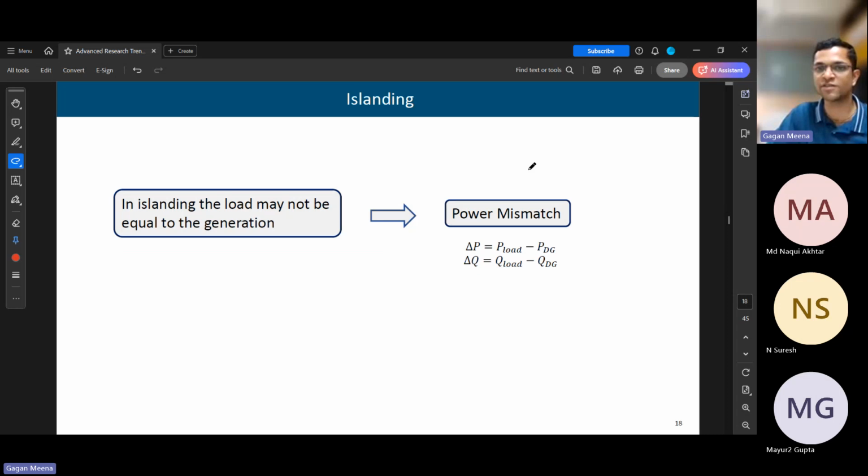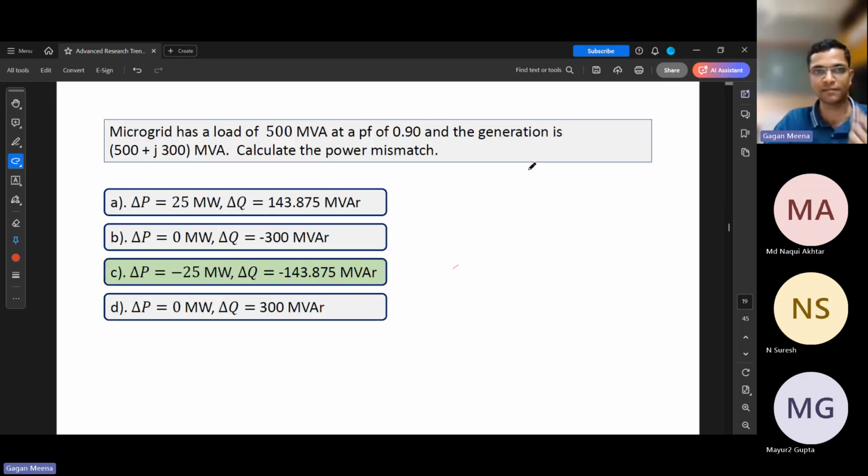Islanding: the load may not be equal to generation. It may or may not be. If it is equal, then that mismatch will be zero. Otherwise, we can calculate using this P load minus P DG. So the answer here will be C, not A, because it is P load minus P DG. Both will be negative here. Load is less than the generation here. Okay, answer will be C.